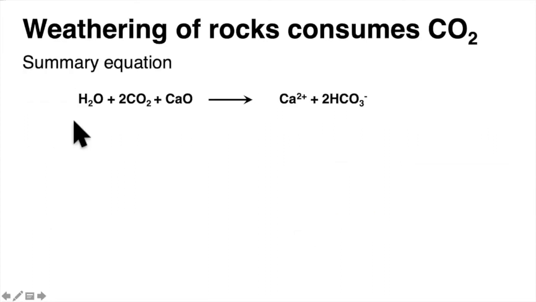We can summarize this whole series of reactions by a relatively simple equation. If you take water and two CO2 molecules, a calcium oxide group, this could also be a magnesium oxide or sodium oxide or potassium oxide, any of those. But if you take these components all together, you can generate a calcium ion that will stay in seawater for quite a long time, and these two bicarbonate ions.